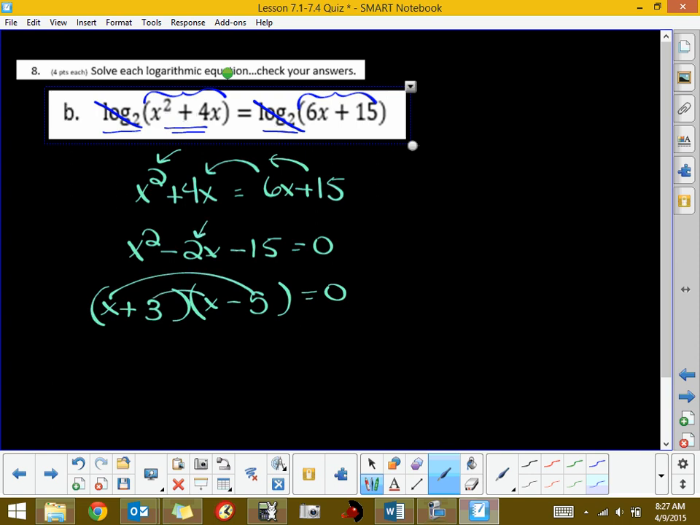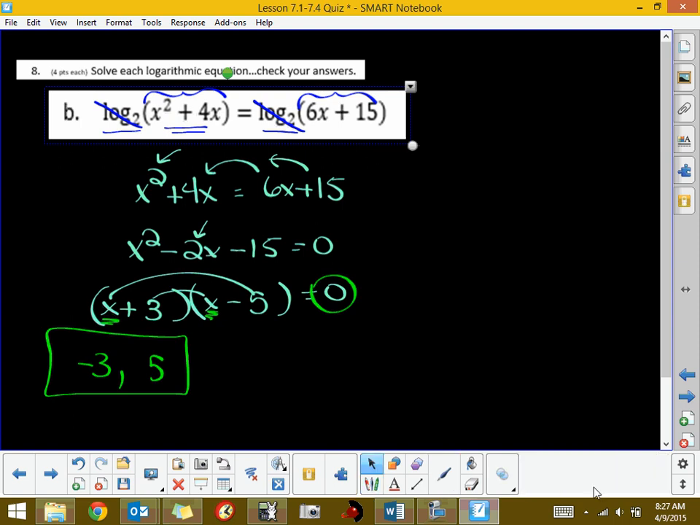Now we have to figure out what are the inputs that will create an output of 0. To get an output of 0, I would have to put in a negative 3 for this value and a positive 5 for that value. So here are our possible solutions. Again, with log equations, you have to plug them back in and make sure they're going to work. Be really suspicious of these negative ones.